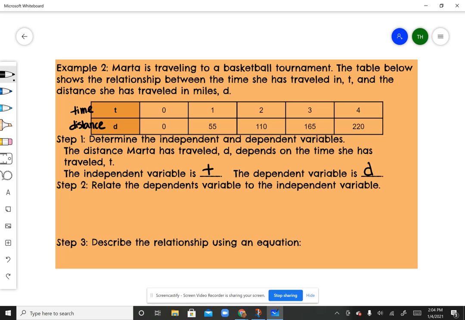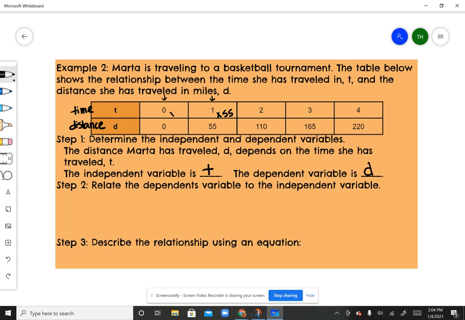Okay. Step 2, relate the dependent variable to the independent variable. Okay, so all we're doing here is looking for the relationship between our t and our d. My first set of numbers right here, time is 0, distance is 0, that doesn't really tell us much. So I'm going to move here. So I have 1 for my time, 55 for my distance. I know I could get 55 from 1 by multiplying by 55, but I need to make sure that's true all the way across my table.